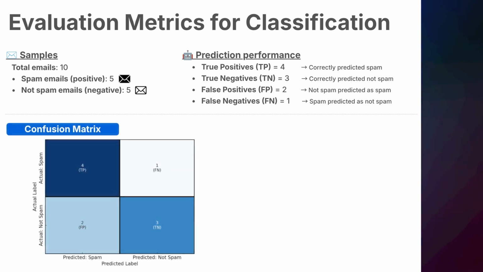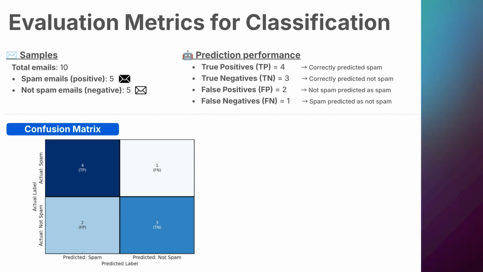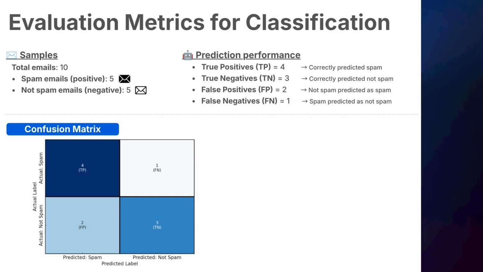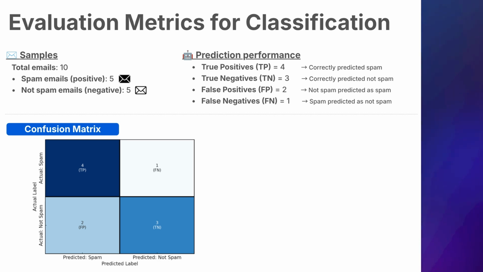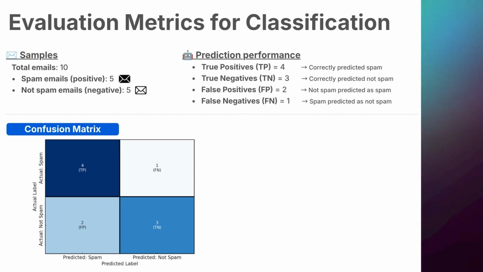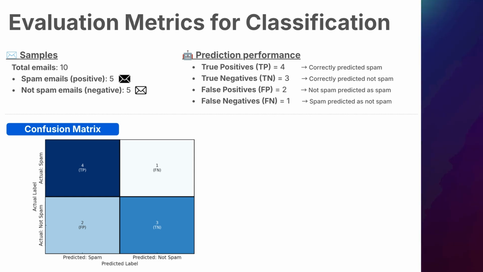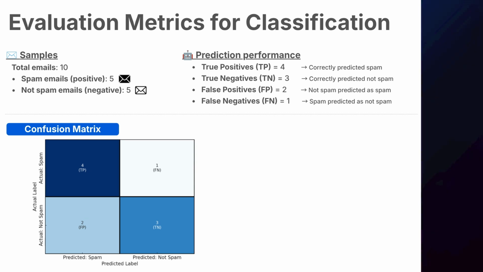And here is the confusion matrix, which is a table that helps us understand how well a classification model is performing. It compares the model's predictions to the actual correct answers. Instead of just giving us one number like accuracy, it shows us what the model got right and what it got wrong. And it breaks those results into specific categories. This is especially useful when we want to know the type of mistakes the model is making.